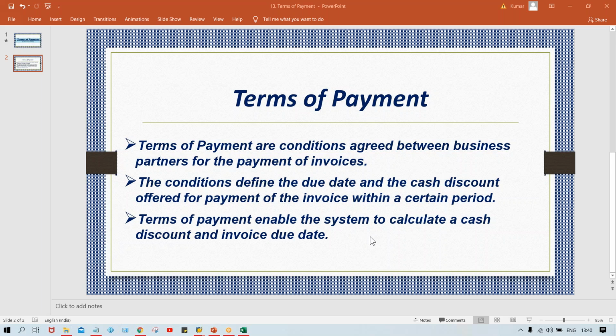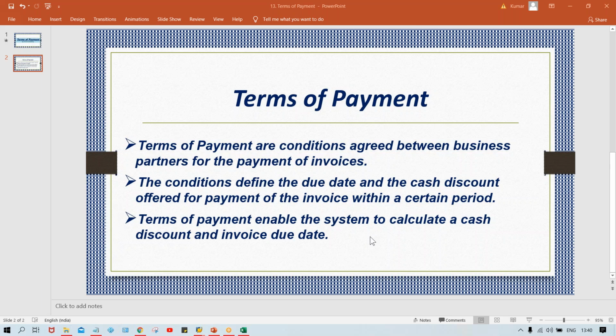So in the next session, I'm going to explain how to set up terms of payment. The configuration part is quite easy, with very simple configuration steps. And how does it work? Once I set up the terms of payment, I'll show you practically how the system is going to trigger the terms of payment, right?